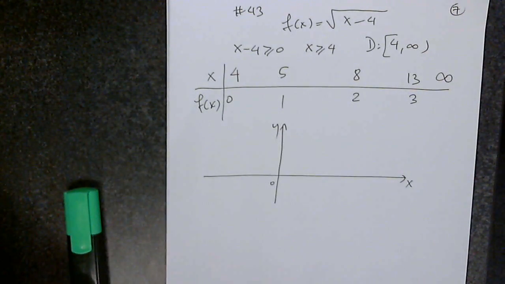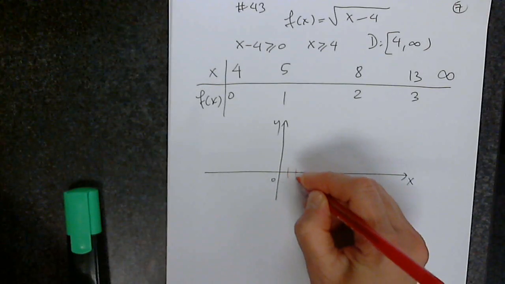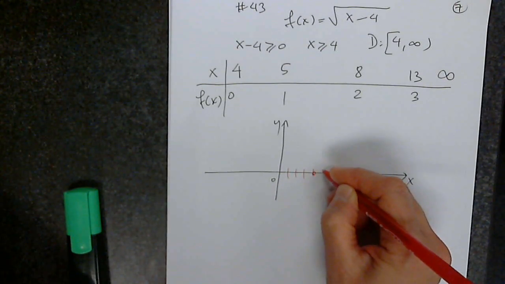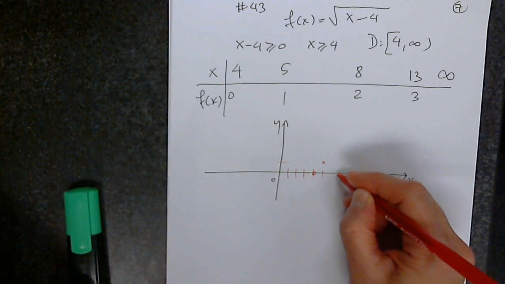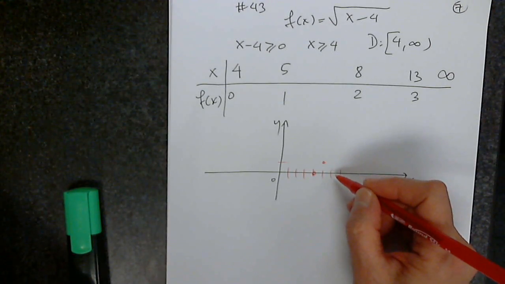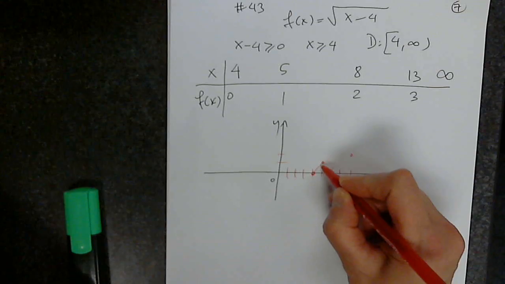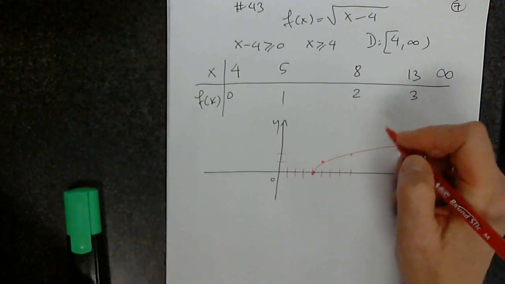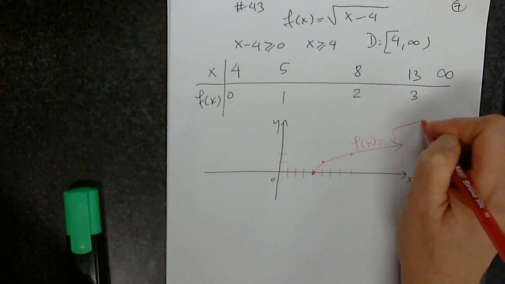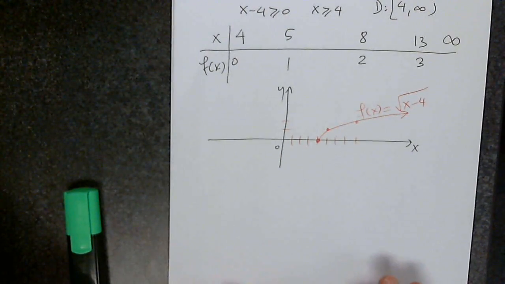So first ordered pair, please. 4, 0. Next one. 5, 1. 8. 5, 6, 7, 8. So here's the graph as we expected. So f of x equals the square root of x minus 4. Agreed? Okay, word problem now.